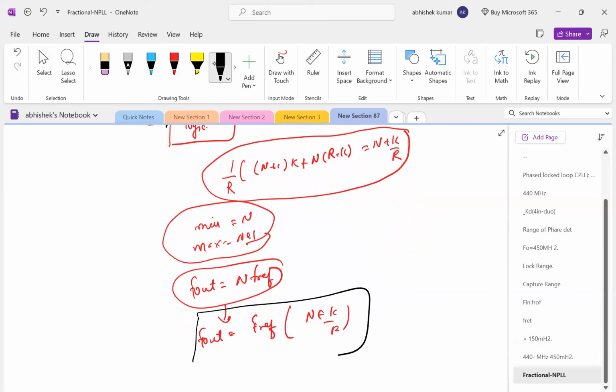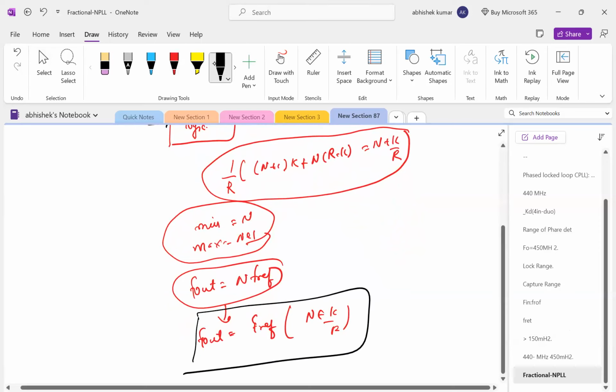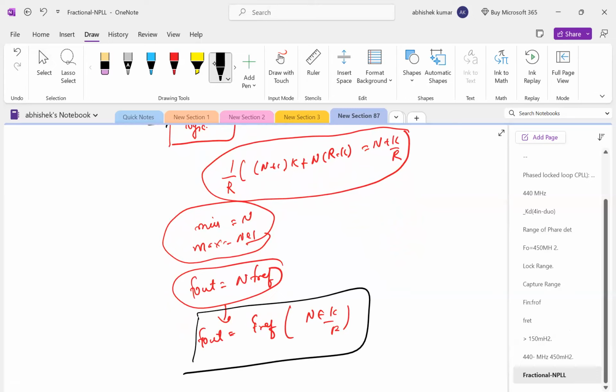This is your fractional-N divider output. The control logic is operating at f_ref only. The reference frequency can be greater than the step size. That's good.